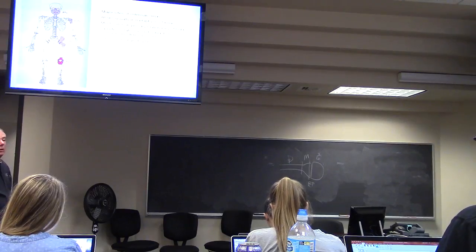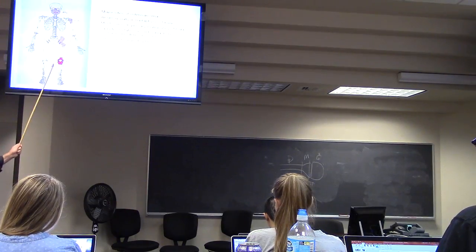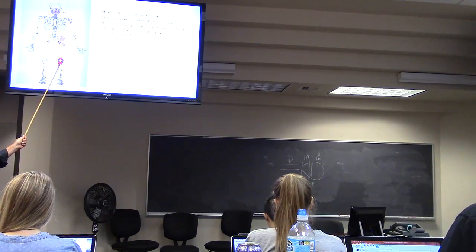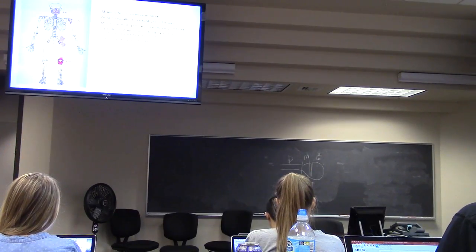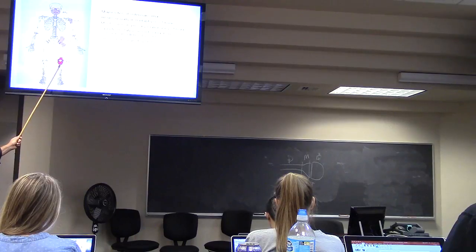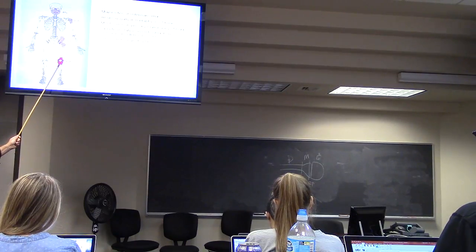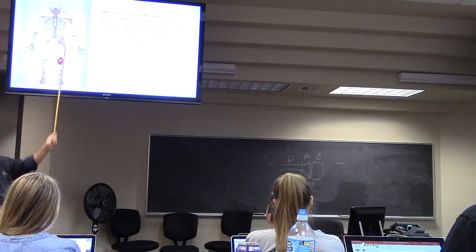Okay, osteosarcomas, most of them occur here in the knee, either above or below the knee joint itself, in the distal femur or the proximal tibia. 60% of them are right there. A much smaller percentage in the pelvis and shoulder, but most of them occur in the knee.